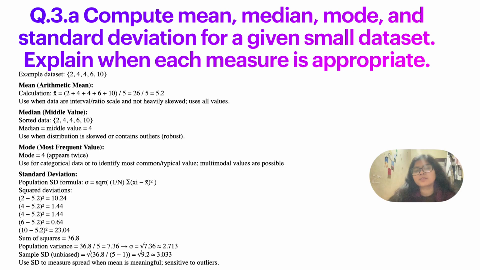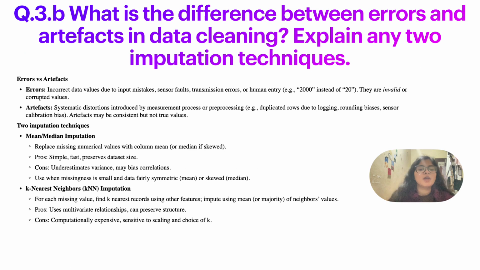Moving towards the next question, we have: what is the difference between error and artifacts in data cleaning? Explaining any two imputation techniques. So errors are the information lost due to input mistakes, sensor fault, transmission error, or human entry. They are invalid and corrupted values.